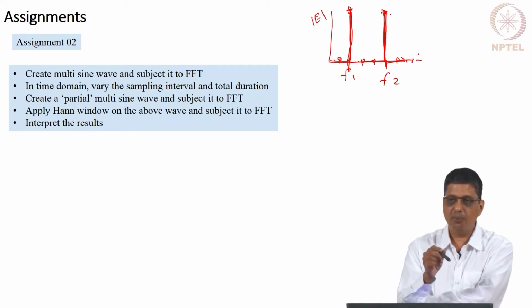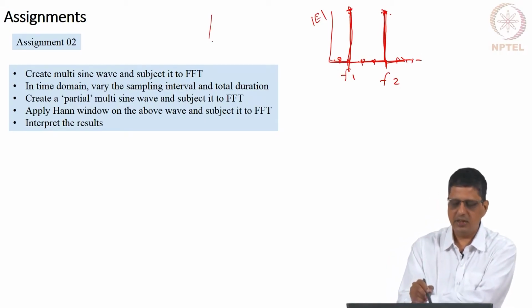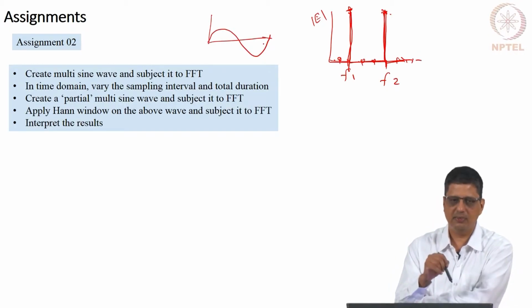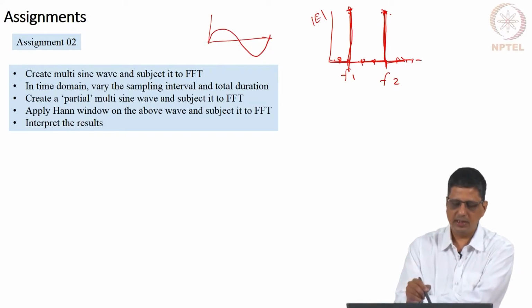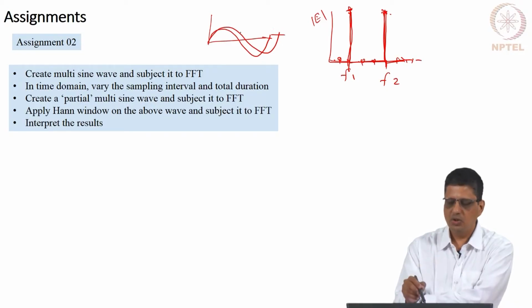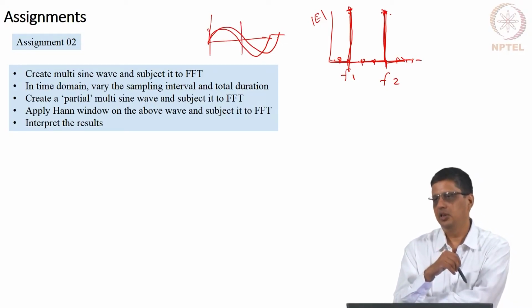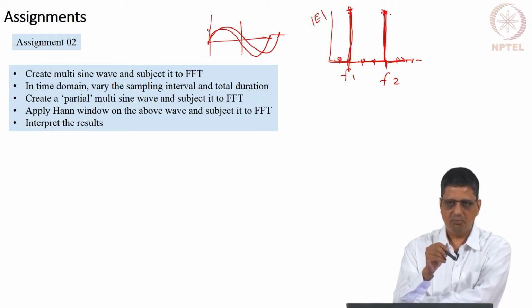Then I asked you to create a partial sine wave, that is you have about 0.4 hertz and 0.5 hertz. That means for 0.5 hertz you will need 2 seconds to complete a full cycle. For 0.4 hertz you will need a little more than that, 2.5 seconds to complete a full cycle. You add them together, but you take the data only for 1 second. You are really giving a partial wave, not a full wave.